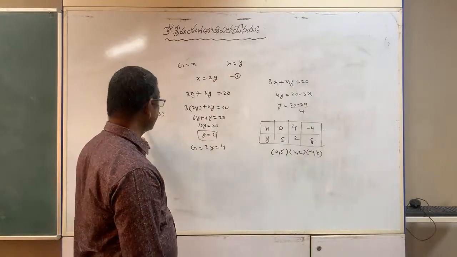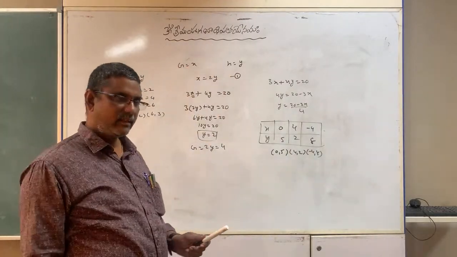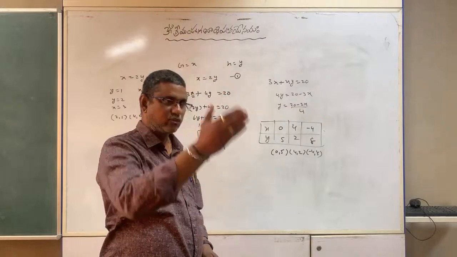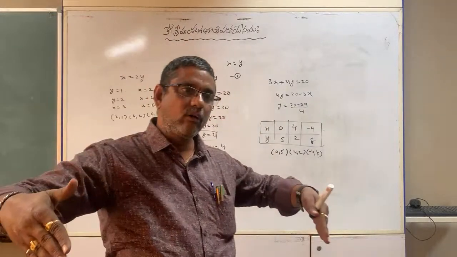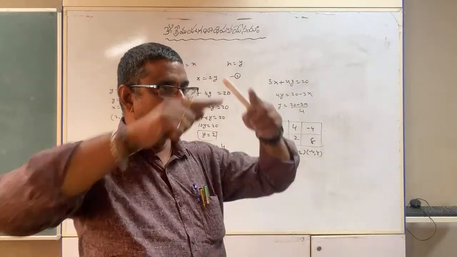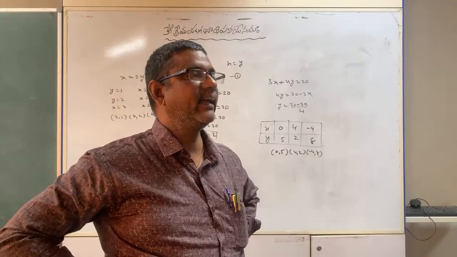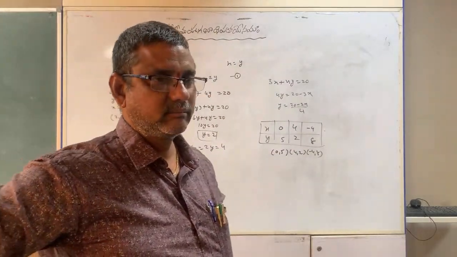ఈ సొల్యూషన్స్ ప్లాట్ చేస్తే ఒక లైన్ వస్తుంది, ఈ సొల్యూషన్స్ ప్లాట్ చేస్తే ఇంకో లైన్ వస్తుంది. ఈ రెండింటితోనూ y యాక్సిస్ ఈ మూడింటితో ట్రయాంగిల్ ఫామ్ అవుతుంది, దాని ఏరియా కనుక్కోవాలి. అర్థమవుతుందా?